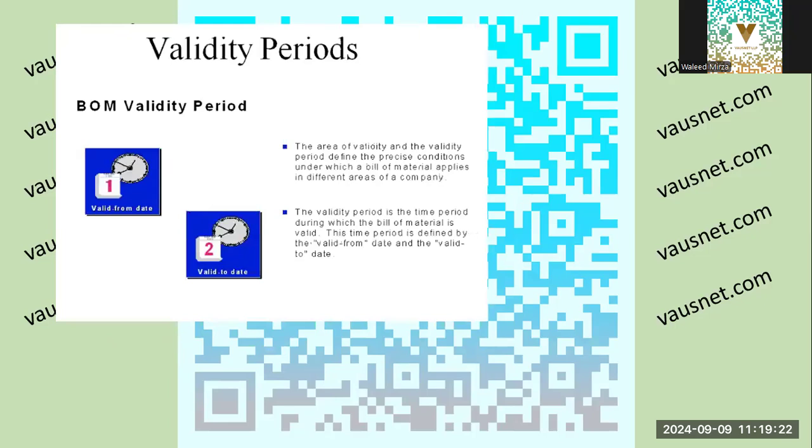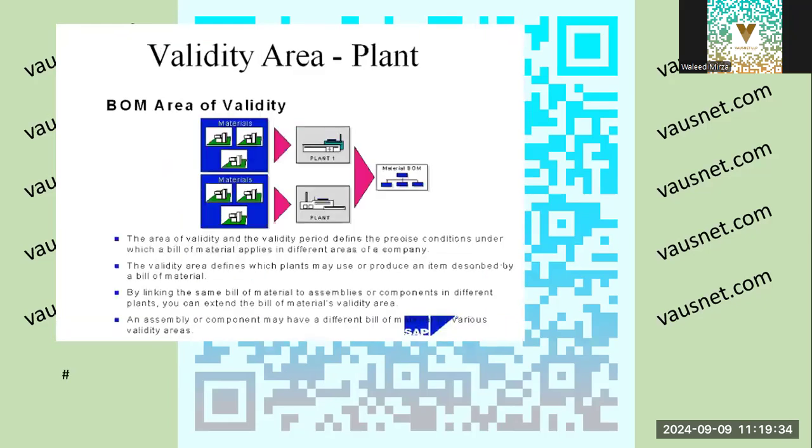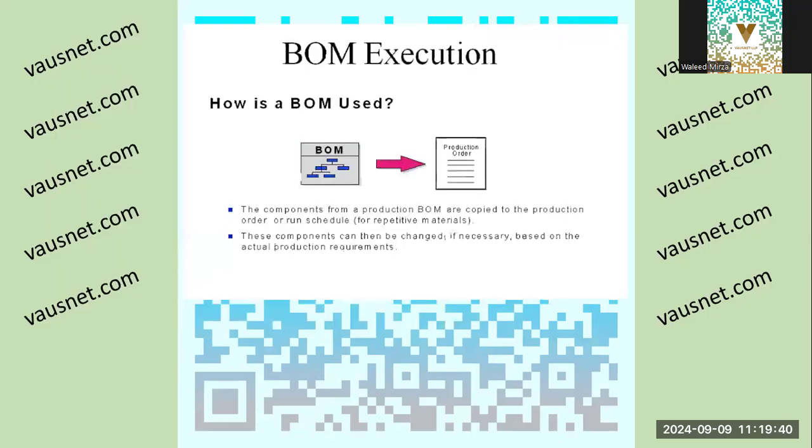BOMs have validity periods, and validity, of course, helps in maintaining current models and upcoming models. Validity area, again, that is your plant, which is also your valuation area. So how it is used, it can be used for various areas, various uses like production order.